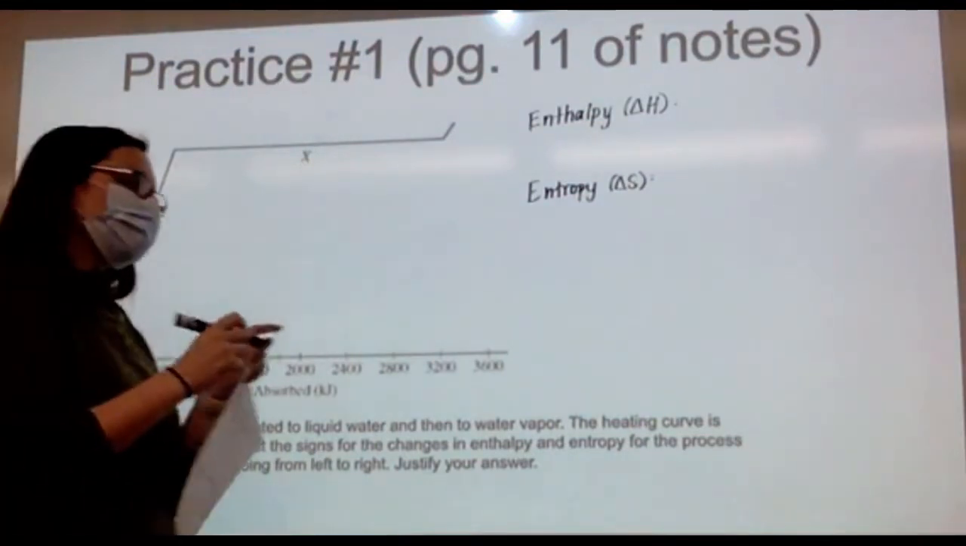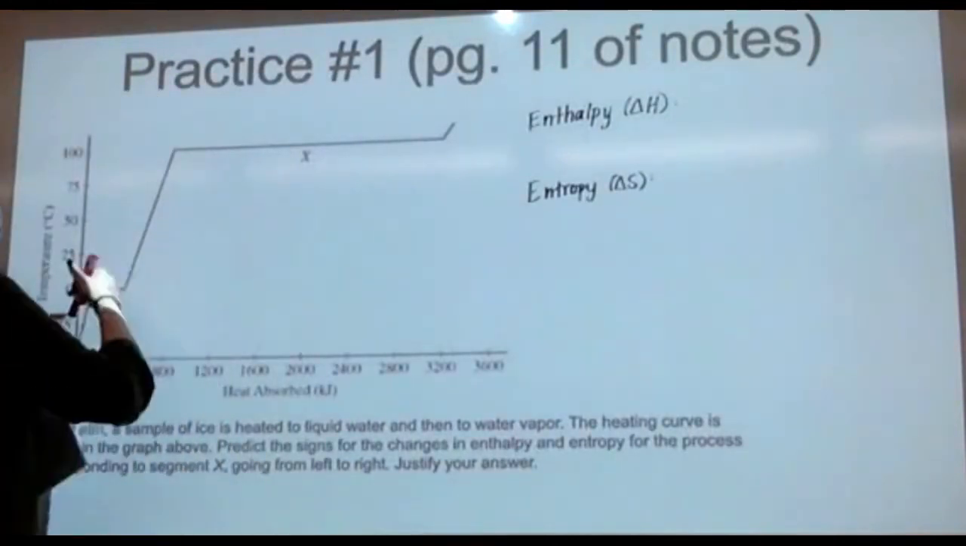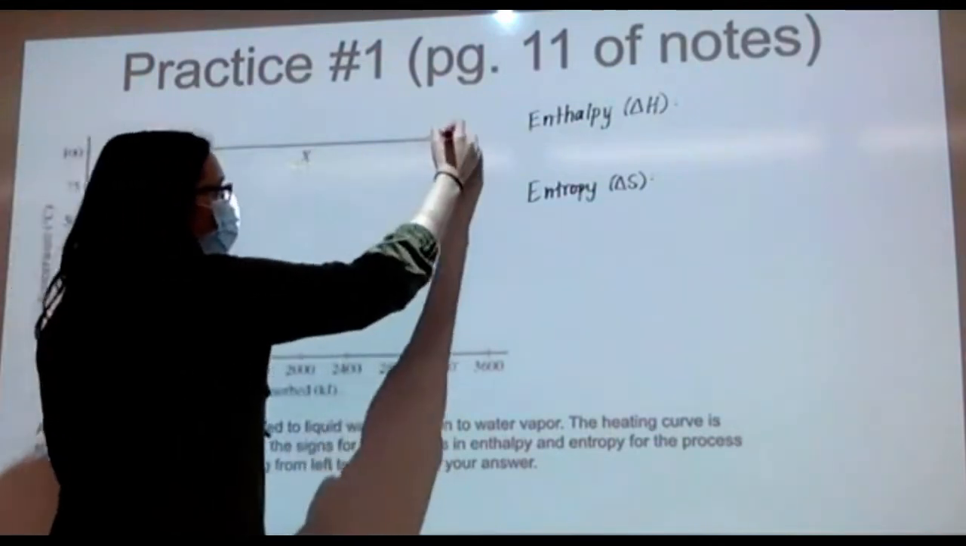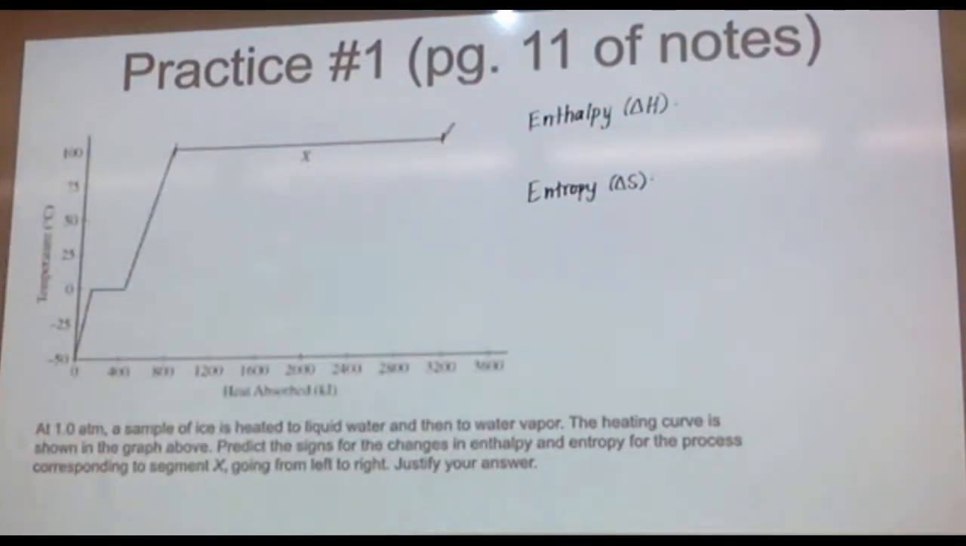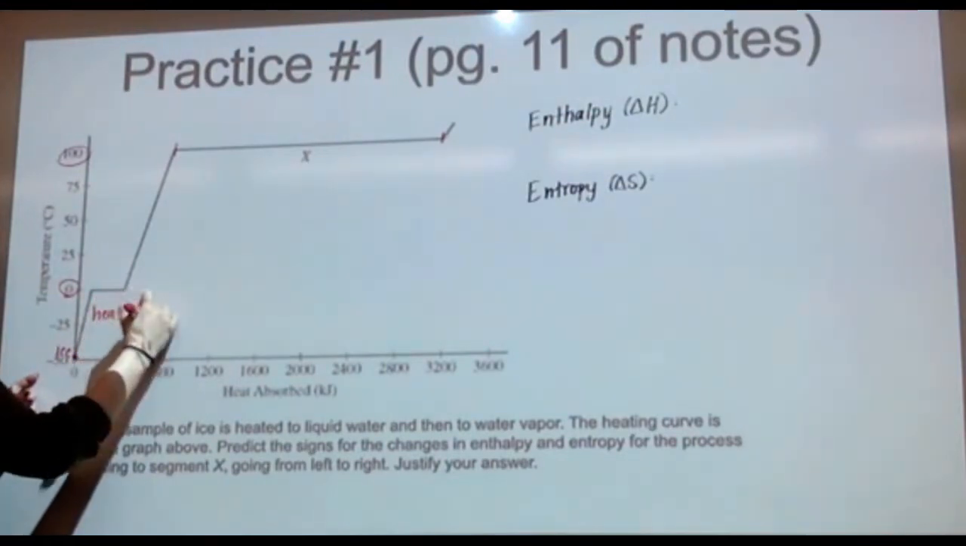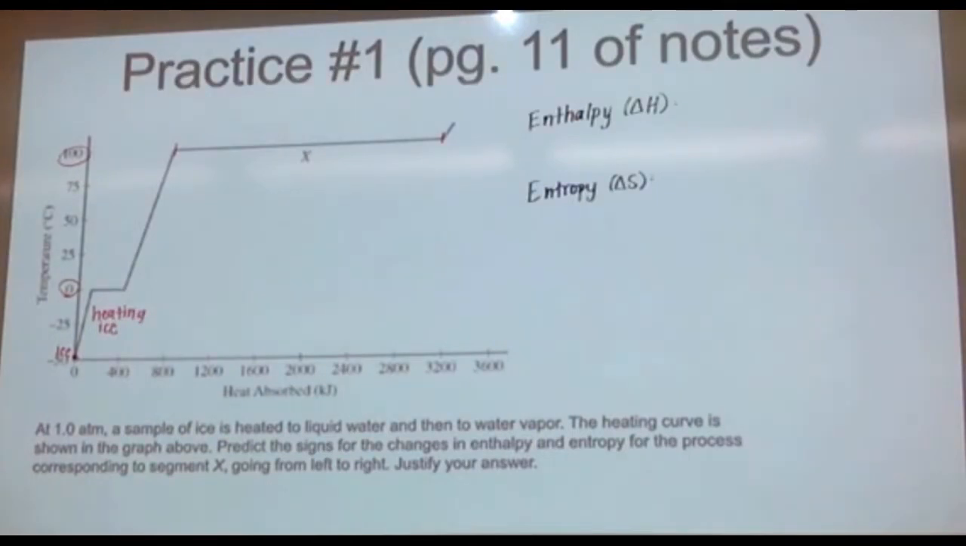So before we look at what these signs would be, I want to review this heating curve. As we look at the heating curve, our focus is from here to here on the heating curve. So we're looking at what is happening in segment X. But I want to look at what's happening along the rest of the heating curve as well, just to review this a little bit. So here it says a sample of ice is heated. That means that down here at negative 50 degrees Celsius, we're starting with ice. So we're dealing with water here, which makes sense because notice that our plateaus are at 0 and 100 degrees Celsius. So from negative 50 up to 0, notice the line has a slope. When there's a slope, that means you're changing temperature. So from negative 50 to 0, all we're doing is we're heating the ice. We're increasing the temperature, we're speeding up the molecules.